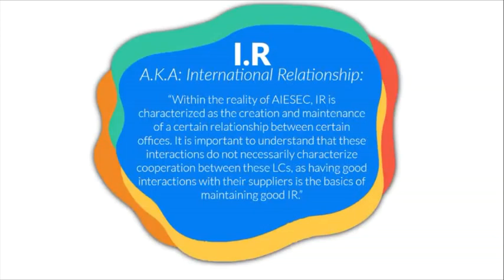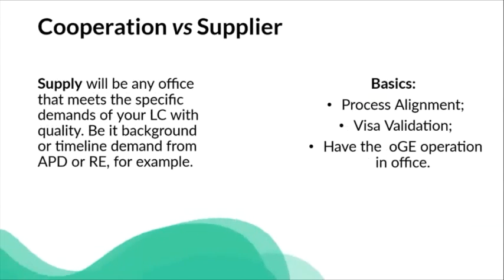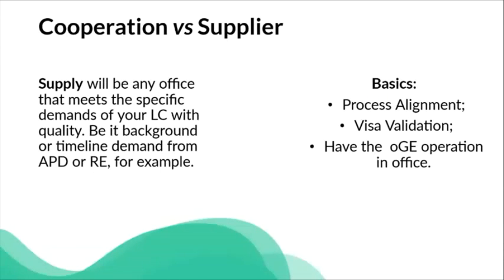Okay, so let's go. When we talk about IR, we need to understand that there are two types of LCs we can consider, and these are cooperation LCs and suppliers. It is important to understand their difference because the interaction with each one varies by type. So suppliers will be supplier or supply, you can choose. It will be any office that meets the specific demands of your LC with quality, always quality, be it background or timeline, the timeline demand from approved or to realize, for example.